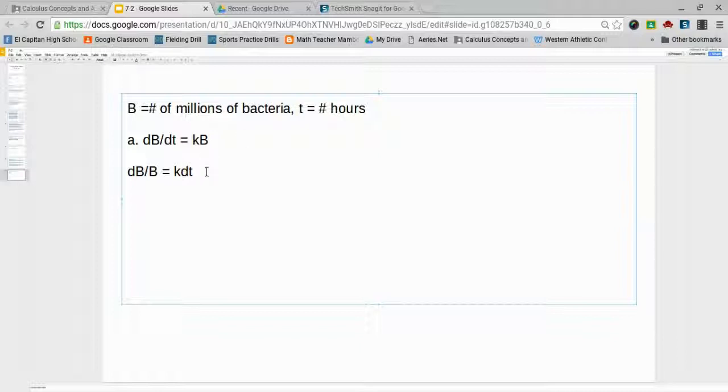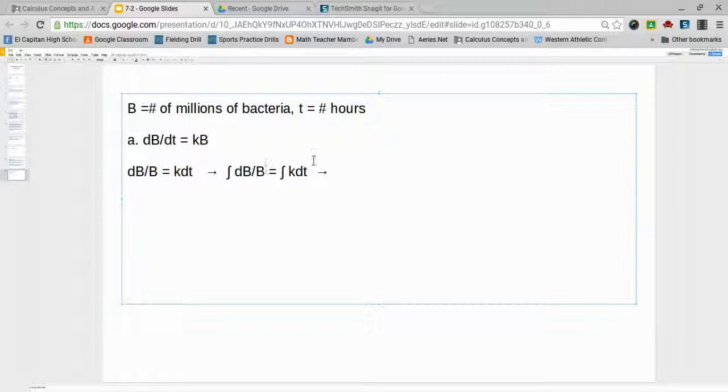And integrating, I would have db over b equals k dt, which means that, and sorry it's taking long, it's kind of hard to type all this, but bear with me.